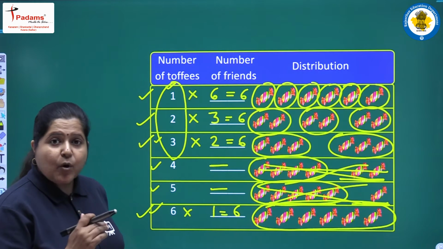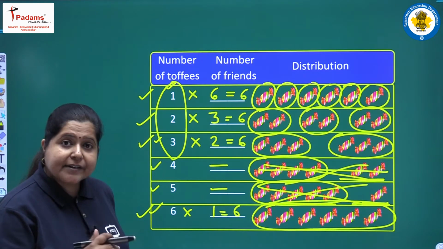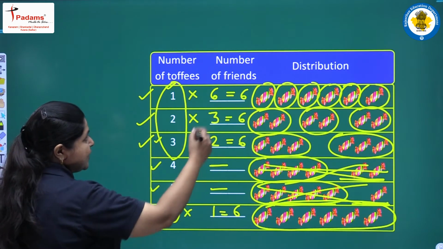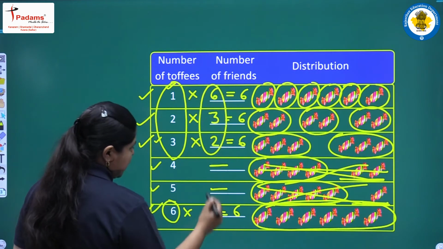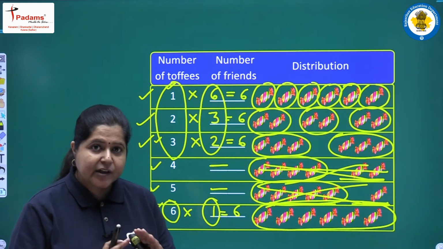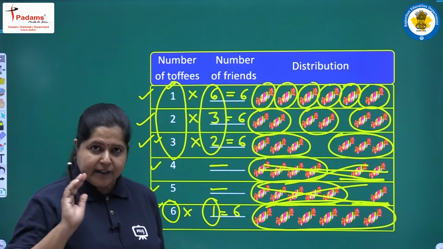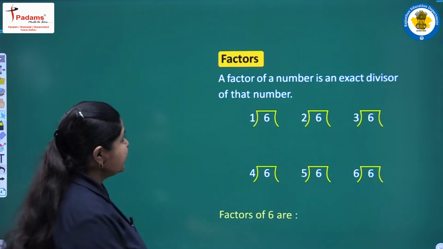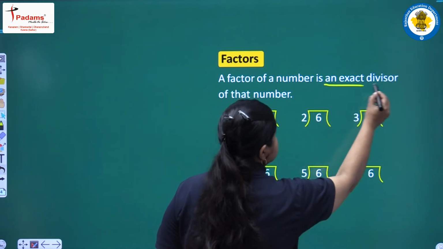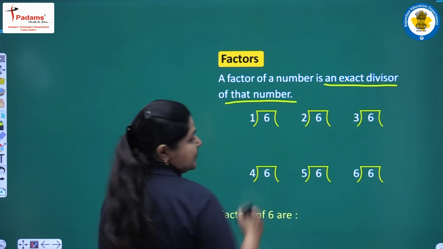Now these smaller parts are called factors of 6. All these parts are smaller parts of the bigger number 6 and they are called the factors of 6. Let us have a look at the definition of a factor. A factor of a number is an exact divisor of that number.